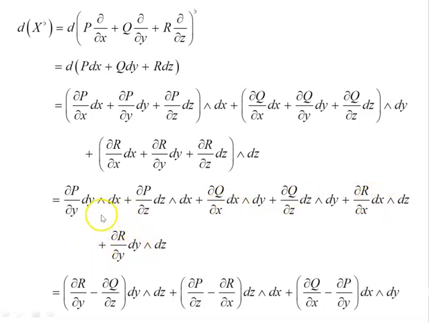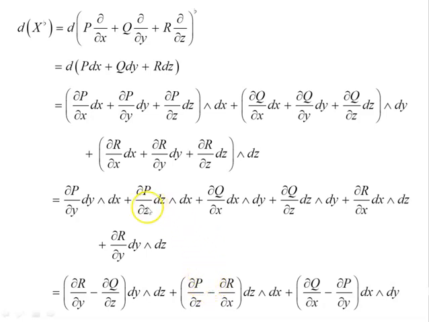Next stage then is we can collect things together. So for instance, dy wedge dz, that's the order I did it in. So we'll have partial r on partial y, dy wedge dz. And over here we have dz wedge dy. But if we flip that order, because remember the wedge product is anti-symmetric, we then get minus partial q on partial z, dy wedge dz. So partial q on partial z, and we get a minus there. Then we can put those two together.